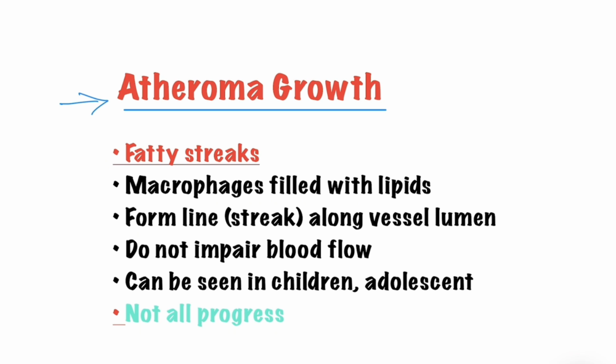The first thing that happens in atherosclerosis is the fatty streak. What is a fatty streak? A fatty streak is a macrophage filled with lipids. It forms a line streak along the vessel lumen.